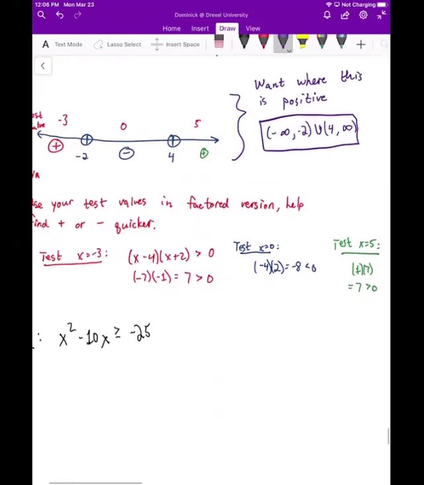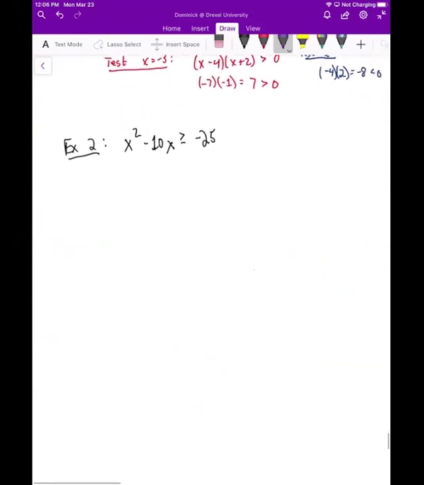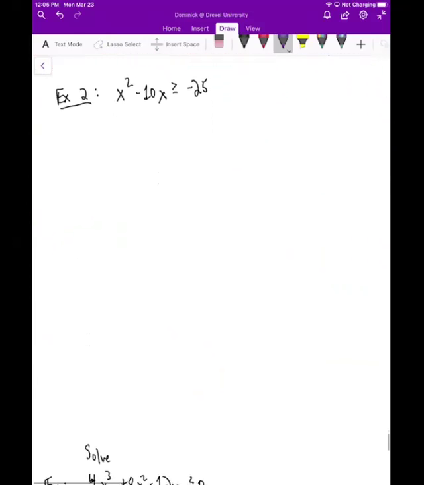Okay, let's try another one. Now in example 2, we need to move everything to one side. So the first thing I'm going to do is move 25 to this side. Then I have x squared minus 10x plus 25 greater than or equal to 0. Of course, the first thing I want to do is treat this as an equation to get my boundary points.